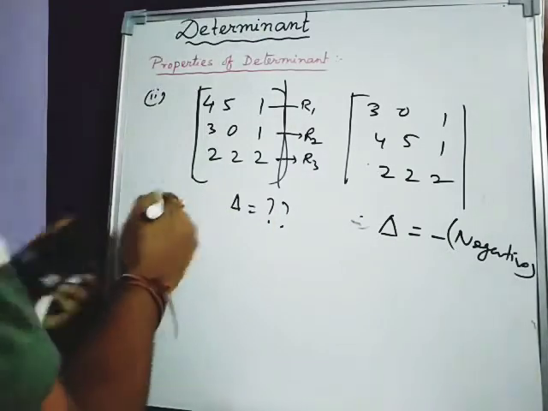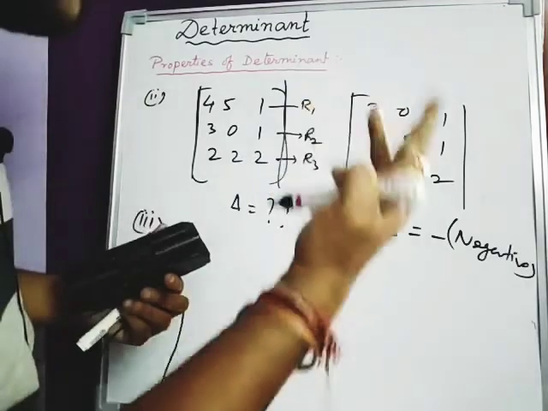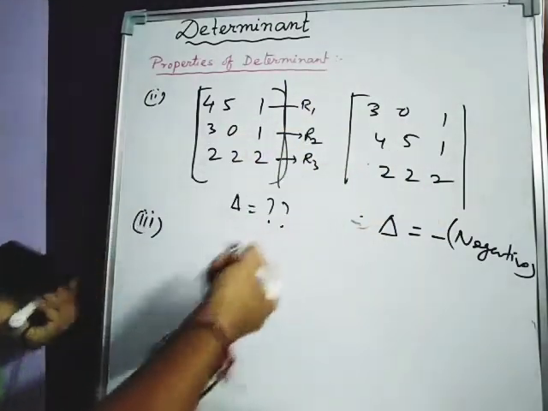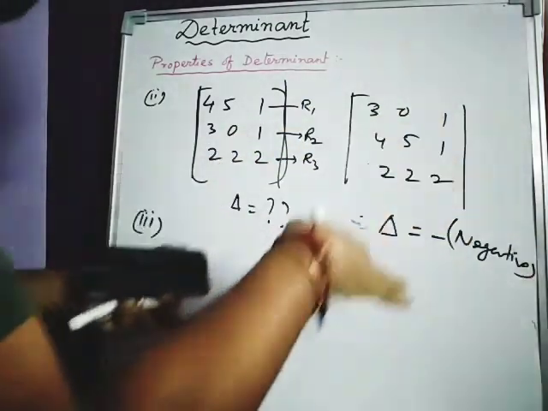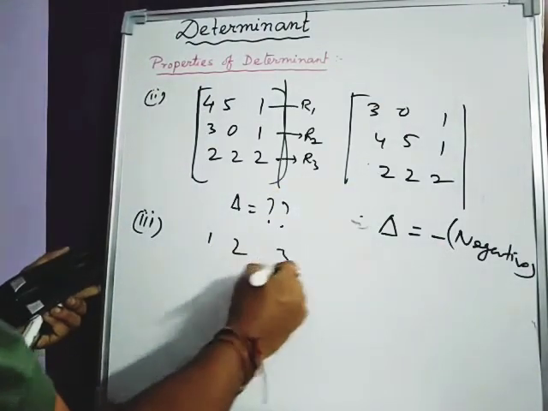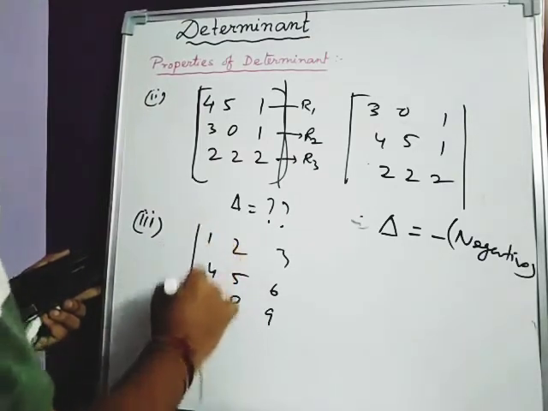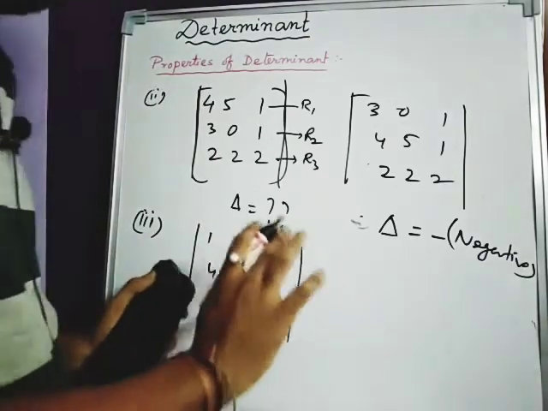And the third property is almost a similar property. If you change three columns or three rows, then automatically that negative becomes positive again. Suppose I am writing here 1 2 3, 4 5 6, 7 8 9. Okay, this is the determinant of something, suppose x.